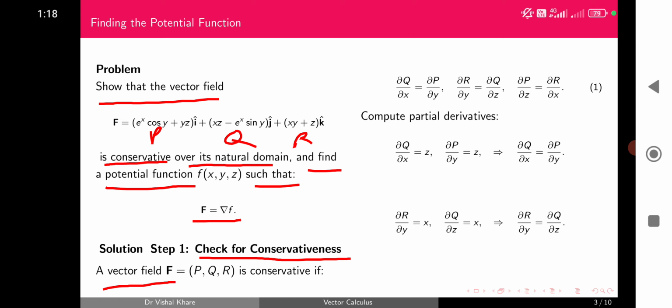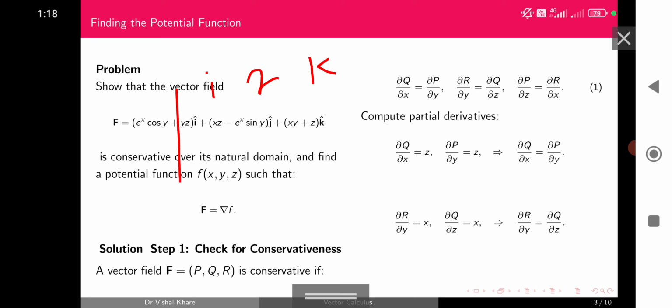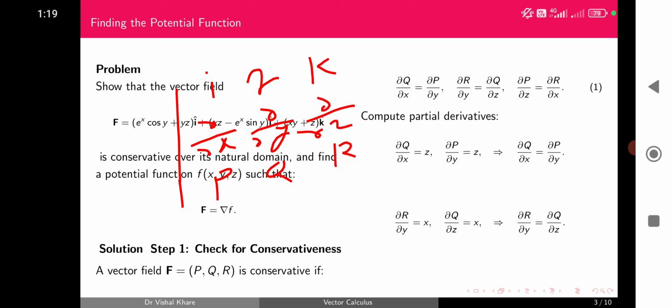A vector field F is conservative if ∂Q/∂x is equal to ∂P/∂y, ∂R/∂y is equal to ∂Q/∂z, and ∂P/∂z is equal to ∂R/∂x. You can obtain this condition by putting curl F equal to 0: in the first row write i, j, k, in the second row ∂/∂x, ∂/∂y, ∂/∂z, and in the third row P, Q, R. Solving and putting it equal to 0, you will get these conditions.